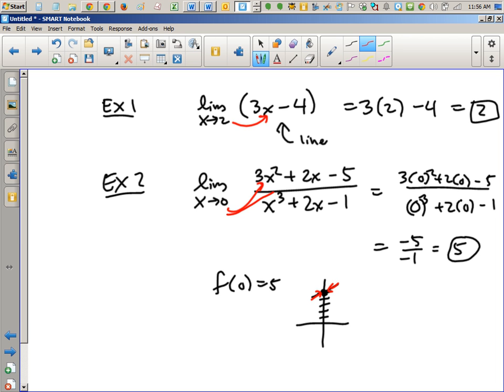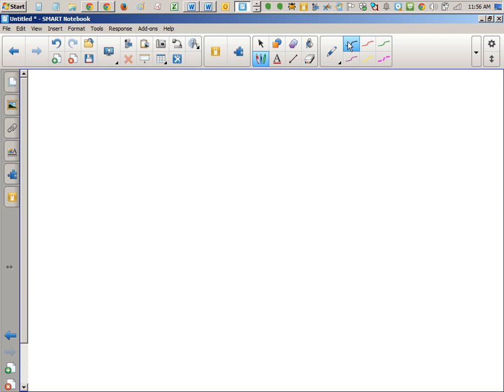Don't forget, of course, to plug it in everywhere there's an x. Right? Okay, so that will be our first strategy. Just plug it in, plug it in. Okay, let's go on to example 3. What would you do in this situation if it said, example 3, find the limit as x approaches 2 of 2x minus 4 over x squared minus 4?